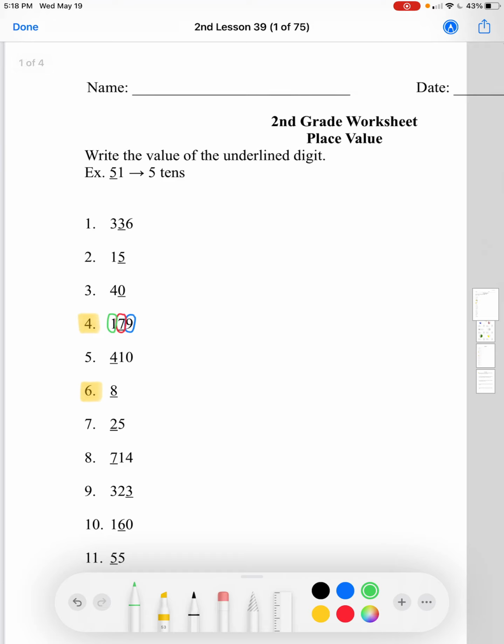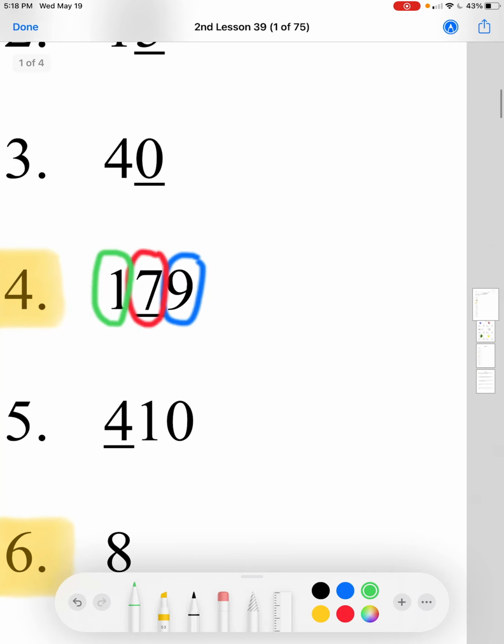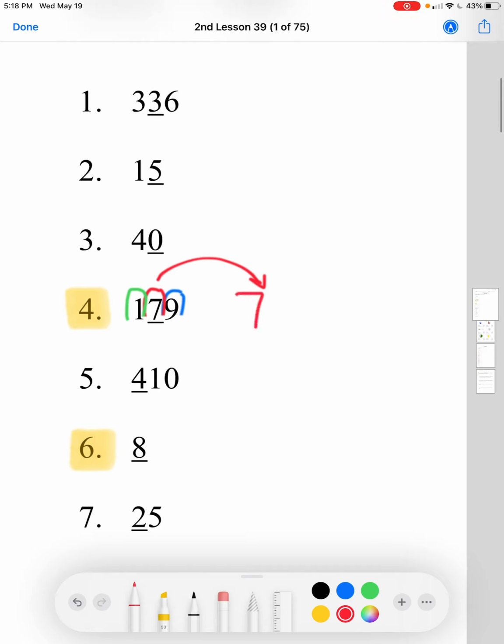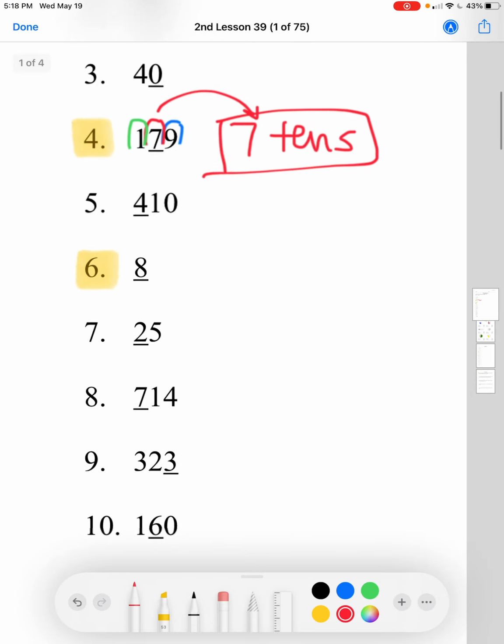So we have 3 place values. We have a 1 in the hundreds place, 7 in the tens place, and 9 in the ones place. And the underlined number is 7. Let me just erase this. The underlined number is 7. So we have a 7 in the tens place, which means we have 7 tens. That's just the answer.